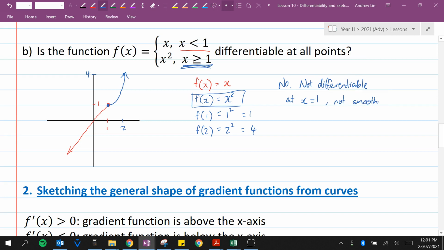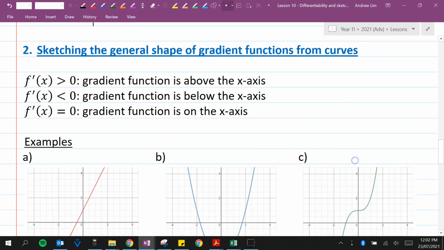It is continuous, but it's not smooth. Okay, let's move on to the second part of this lesson.